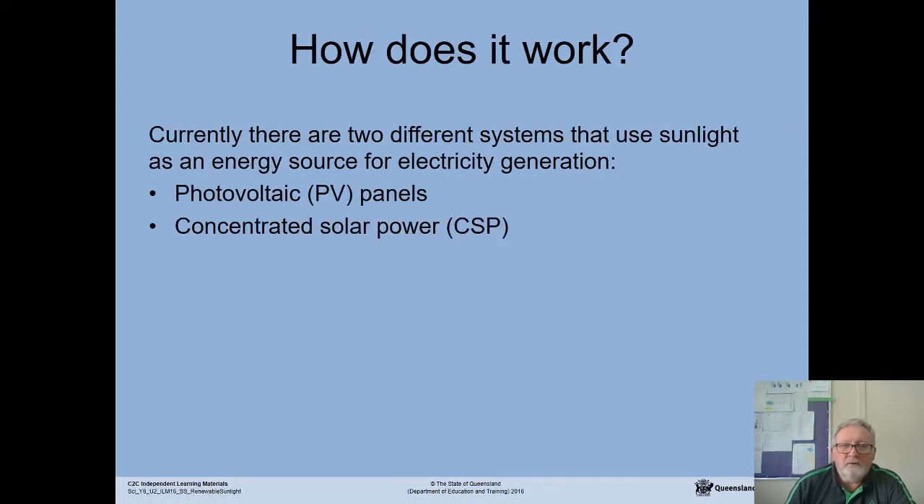Well, currently there are two different systems that use sunlight as an energy source for electricity generation: photovoltaic or PV panels, and then also concentrated solar power. Those terms may not be familiar yet, but we'll find out a bit more about them as we go.